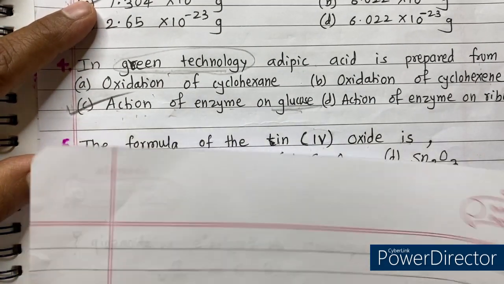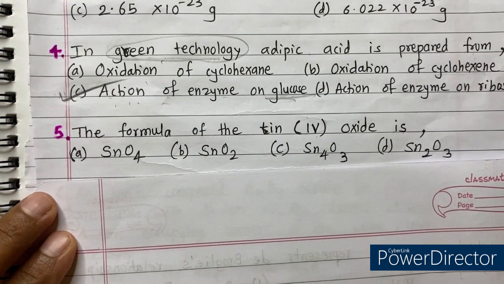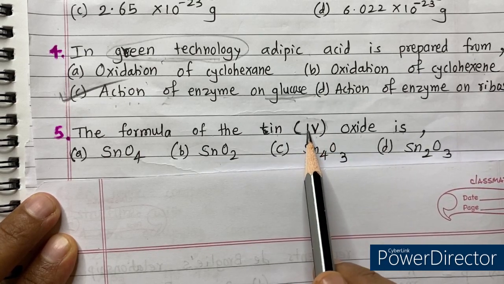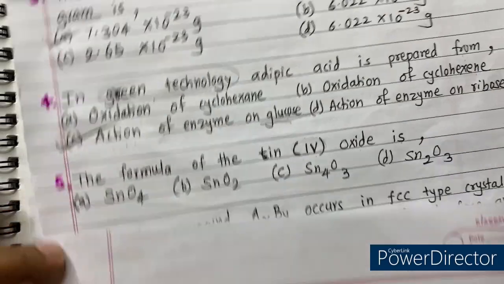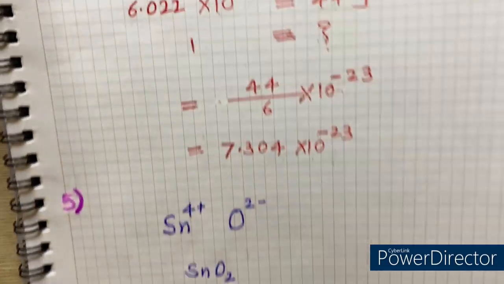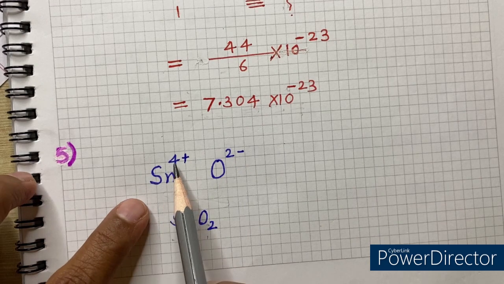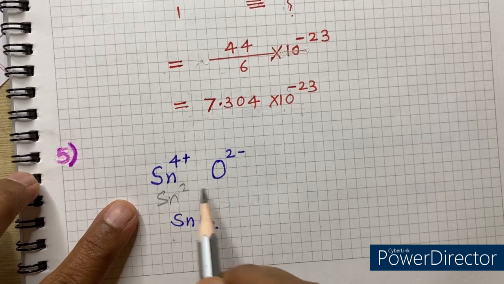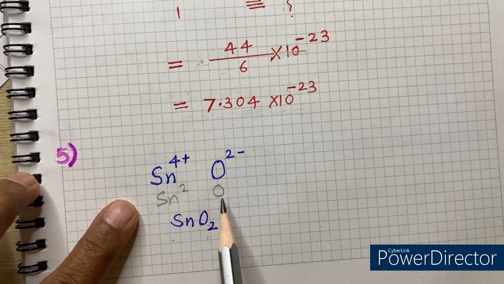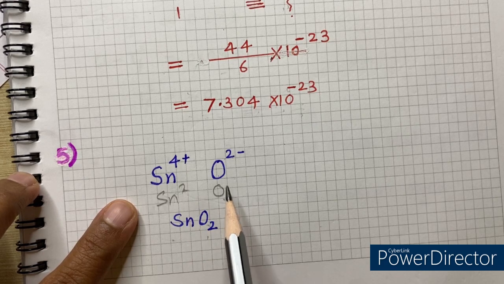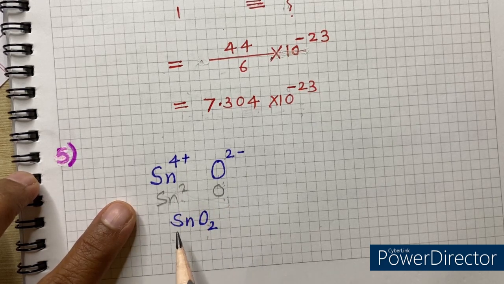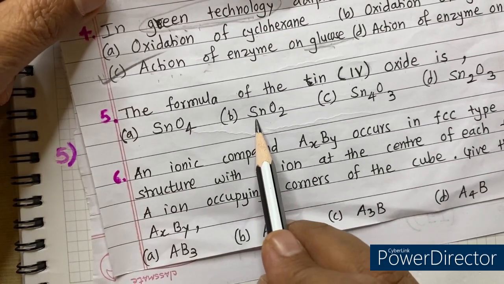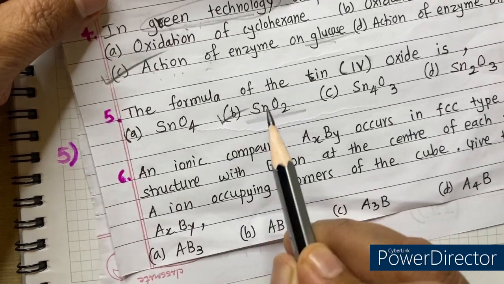The formula of tin oxide is? Here tin(IV) oxide is given, so the oxidation state of tin is 4. Now by Stock notation you can determine this. Tin 4 is given, oxygen you know, then divide by the common factor, therefore Sn2O4, then shift these two crosswise, and the one is never written, therefore the formula is SnO2. That is, the answer is this one.